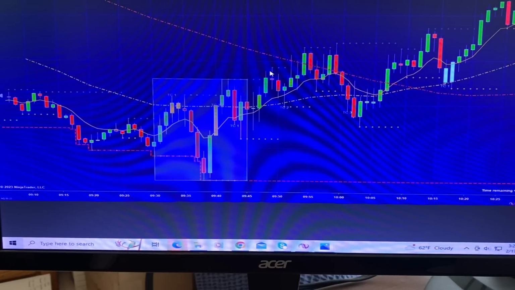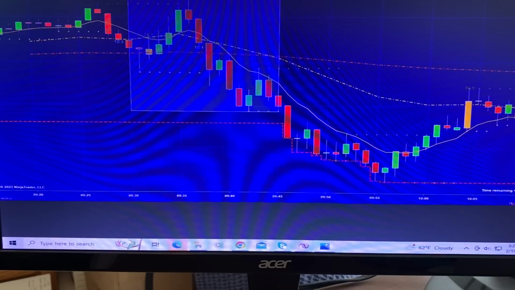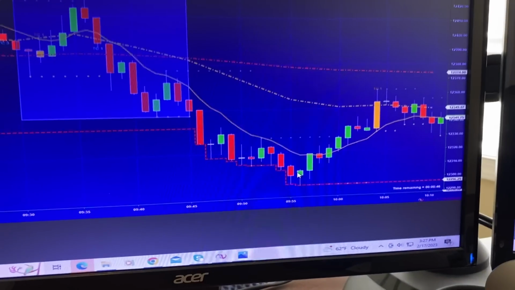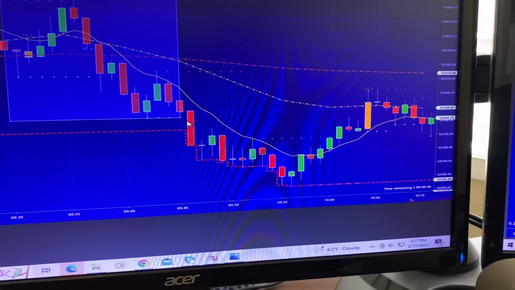So this one broke out the top, came back down, knocked you out. So you lost 10 ticks. Here's another one. Now you've got your box here. You break in the box right here in the NQ. And again, I don't know much about the NQ, but I'm pretty confident that that is a lot of money right there.